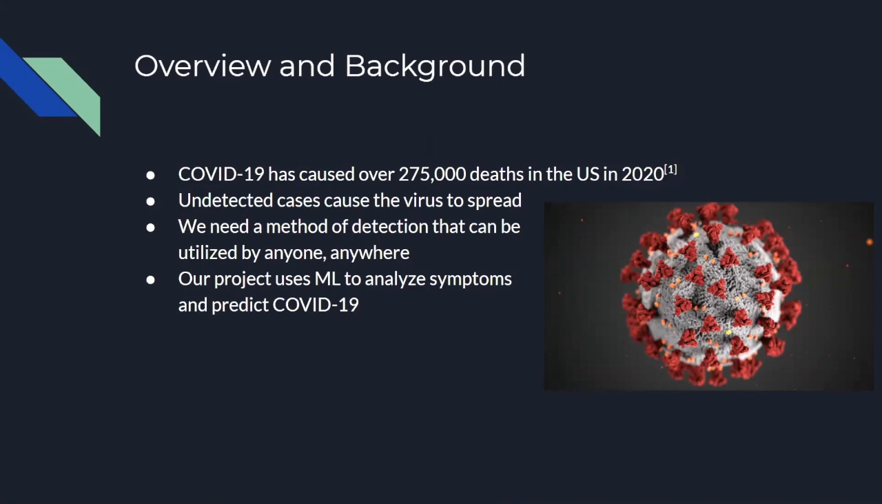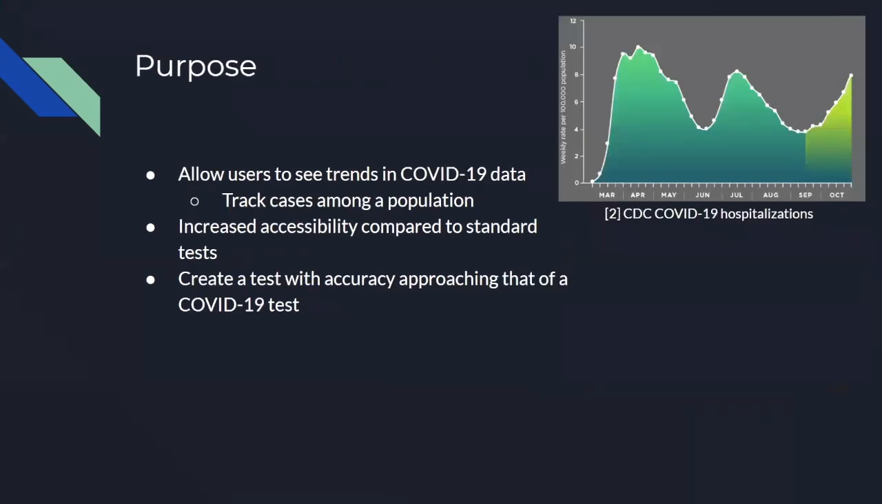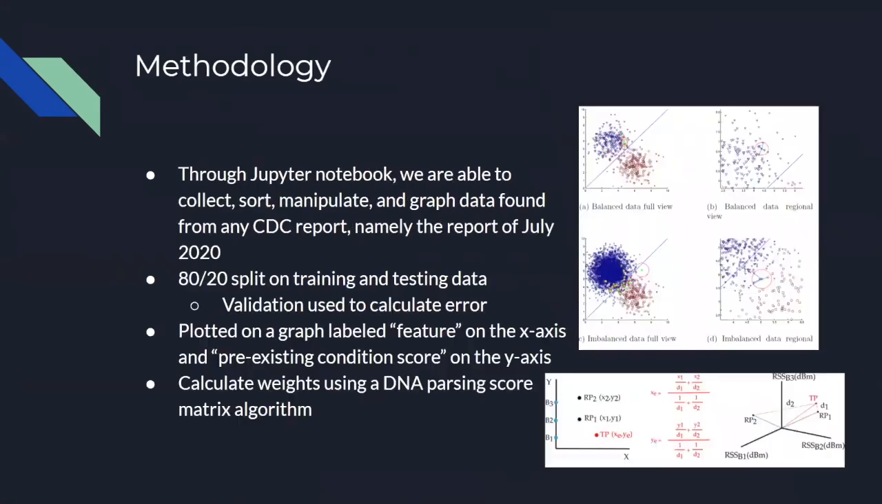Our model uses machine learning to analyze a patient's symptoms and determine if they have COVID-19. The purpose of this project is to analyze trends in COVID-19 data to draw conclusions and create a diagnosis with an accuracy similar to that of a traditional COVID-19 test. Through Jupyter Notebook, we are able to collect, sort, manipulate, and graph data found from any CDC report, namely the report of July 2020, but this can be applied to any of the standard CDC reports.